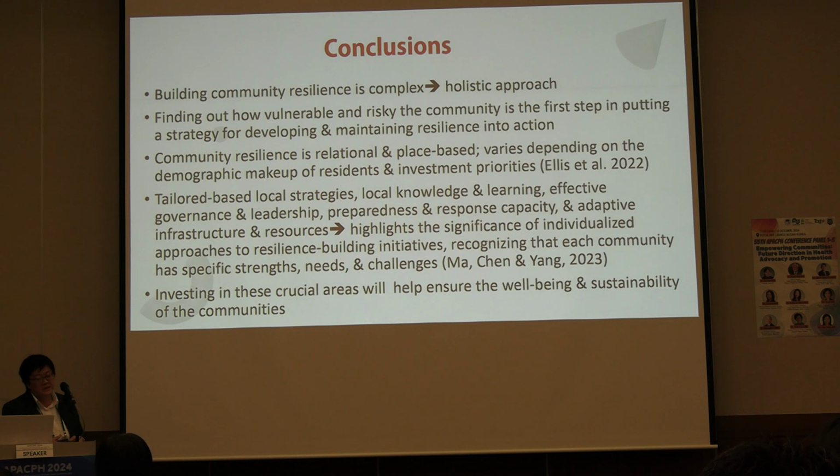Now, how do I conclude from here? Building a family and community resilience is indeed a very complex thing, and we do need a holistic approach. Finding who are vulnerable, the risky community, is the first step: who actually needs it. It is relational, place-based, and varies on the demographic makeup of the residents and investment priority. And in any intervention you do, it has to be tailor-made based on local context, local knowledge and learning, and effective governance and relationship. And I think investing in these crucial areas will help to ensure well-being and sustainability.